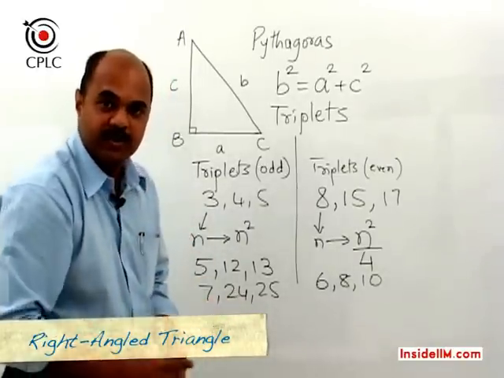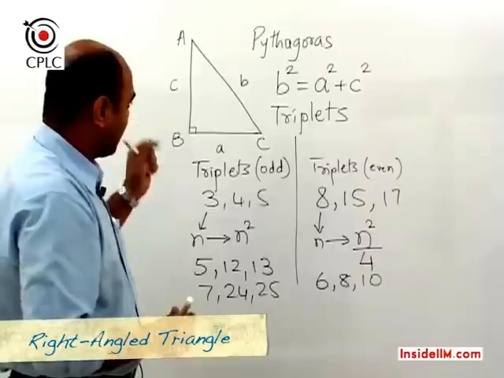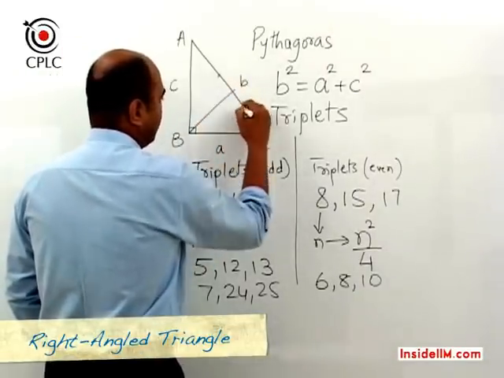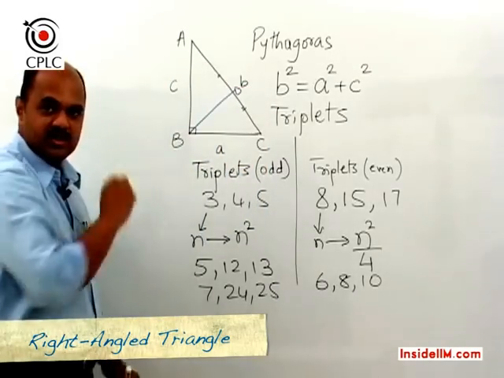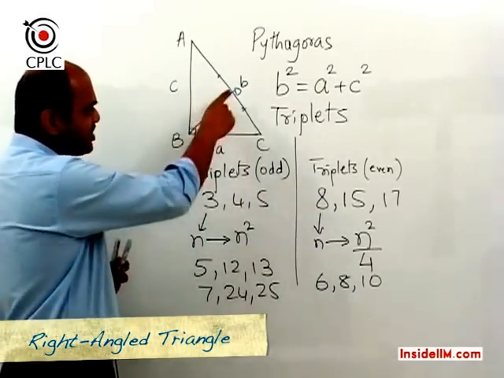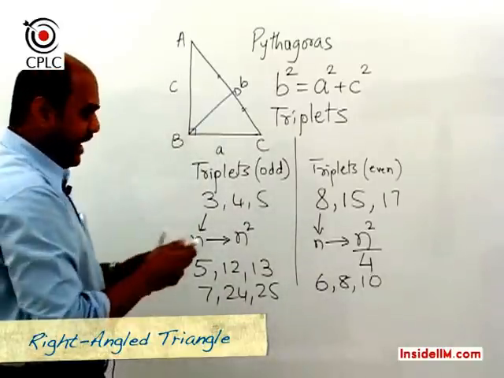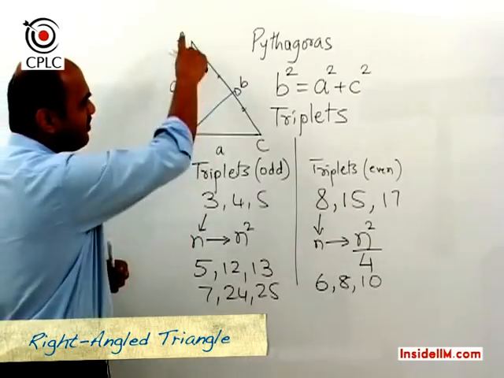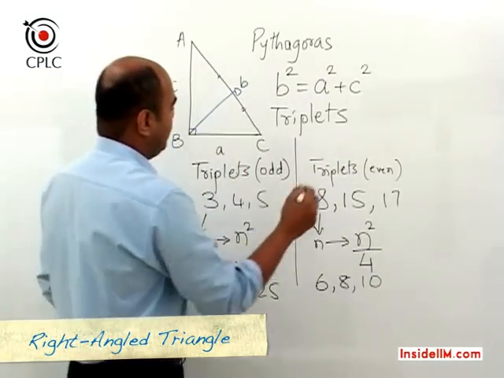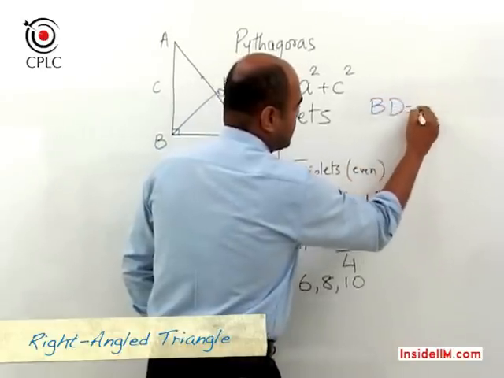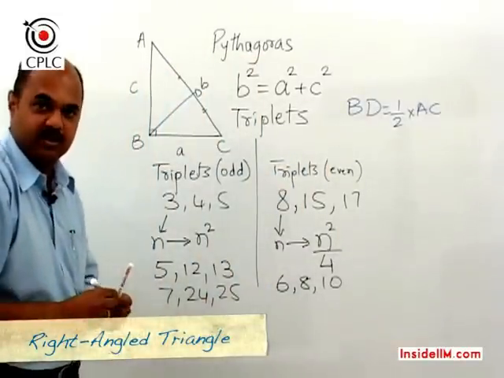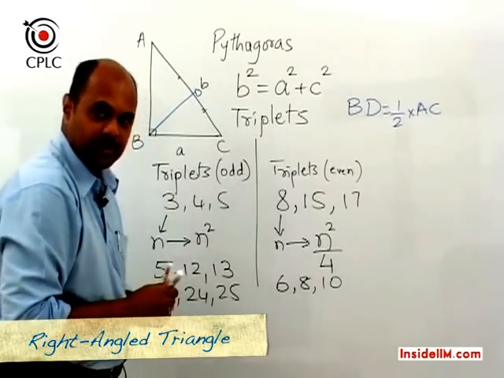Let's look at two more properties with respect to a right angle triangle. Now if we draw the median from B, which was the right vertex at which there is a right angle, then this median is actually equal to half of the hypotenuse, which means as a formula we would have BD is equal to half of AC. Median to the hypotenuse is half of the hypotenuse.